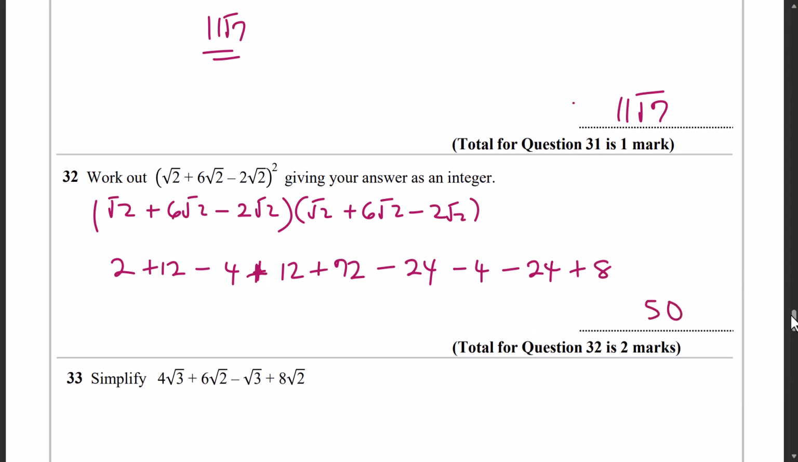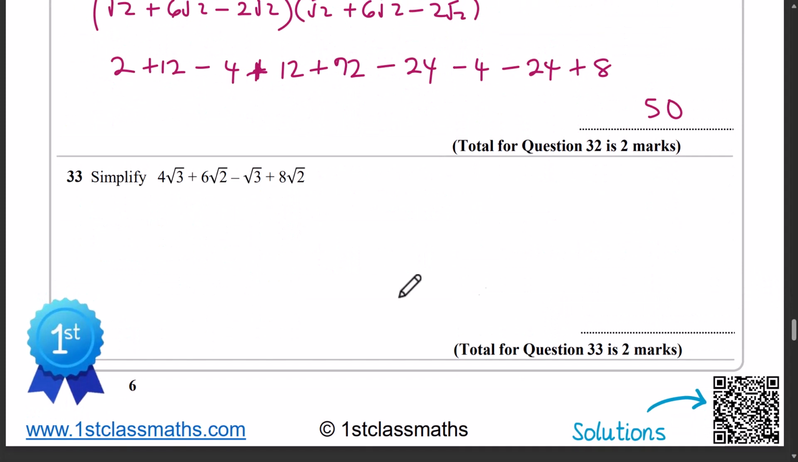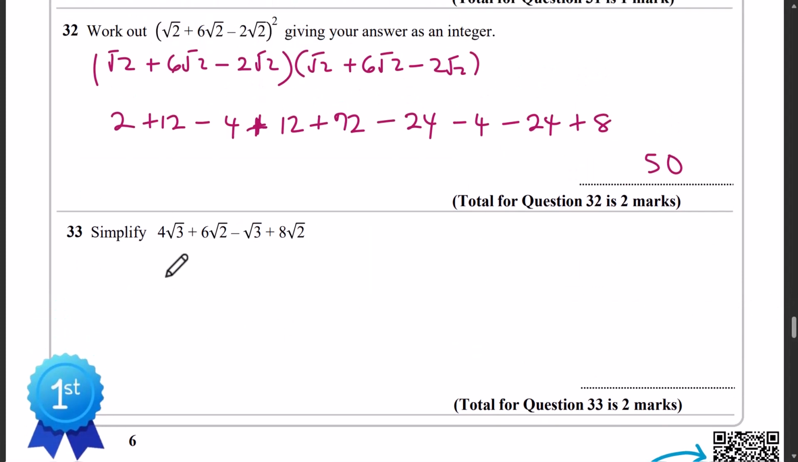And then for this one here, number 33, what we can do is 4 root 3 minus root 3, because they're similar. So that's going to be 3 root 3. And then you have 6 root 2 plus 8 root 2. That's 14 root 2. And I don't think we can simplify anything further. So we have 3 root 3 plus 14 root 2.